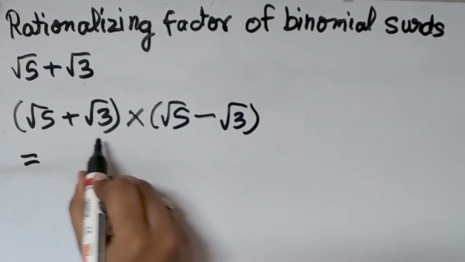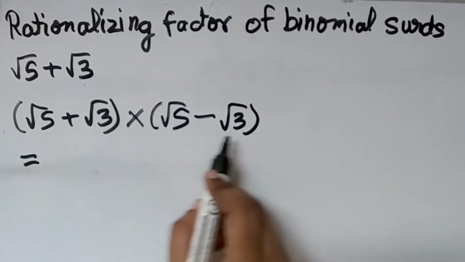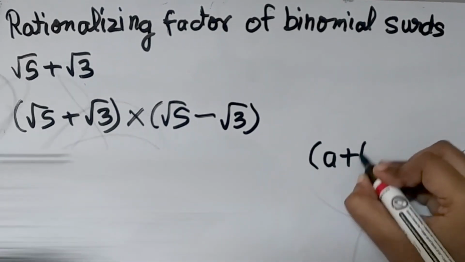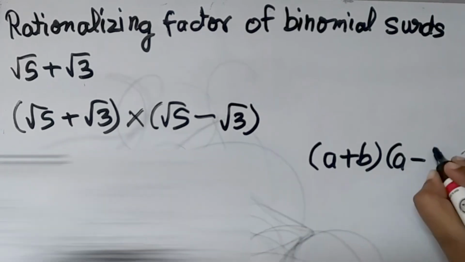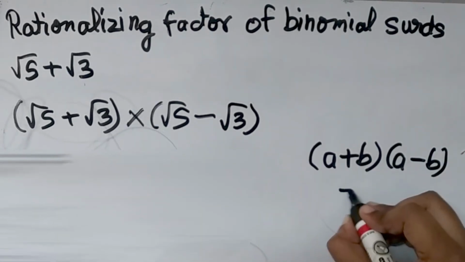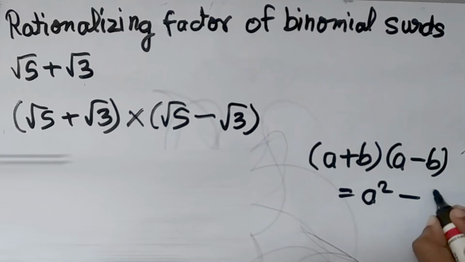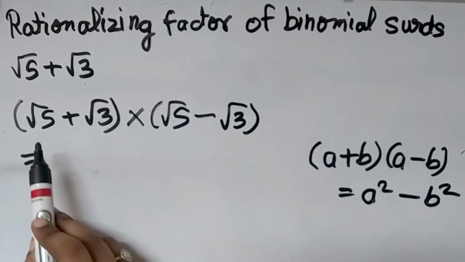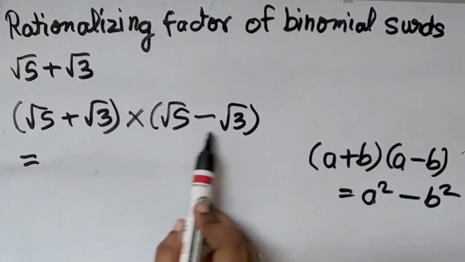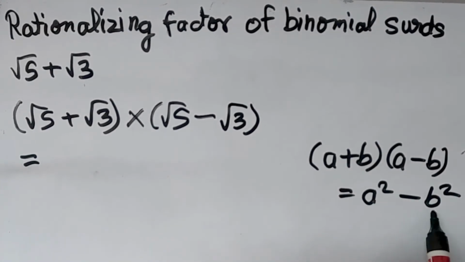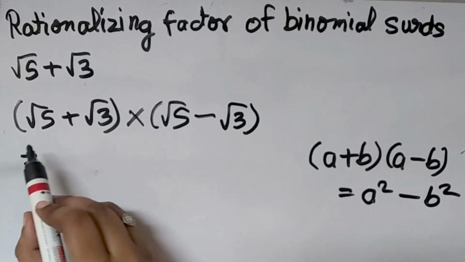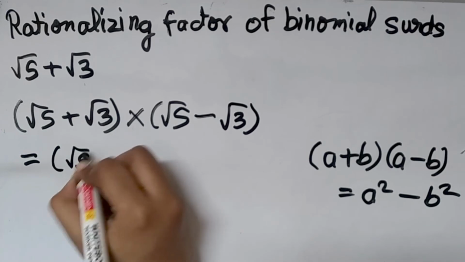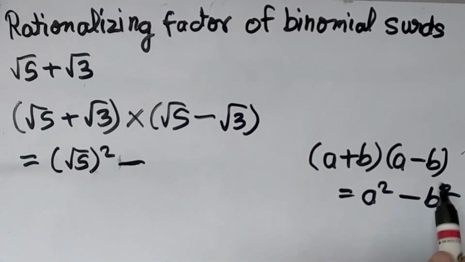This expression is in the form of (a plus b) into (a minus b). So here we will use this formula, (a plus b) into (a minus b), which will be equal to a square minus b square. This formula we will use here. Now here a is what? Root 5. So root 5 the whole square minus b square.